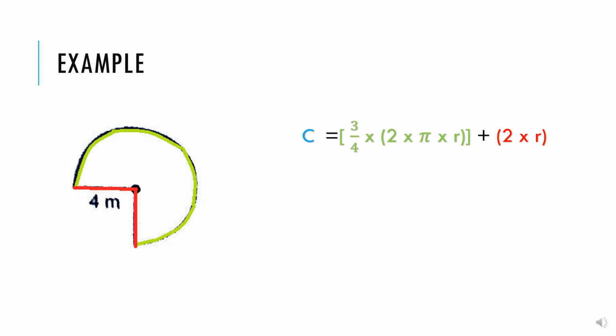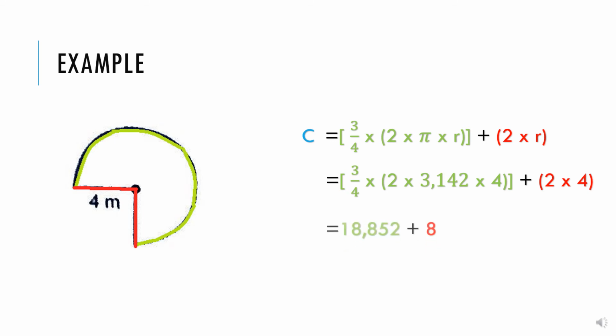In an example, the radius is given as 4 meters. So if we substitute that value, 3/4 times 2 times 3,142 times 4, which is the radius, plus 2 times 4, gives us 18,852 plus 8, and then rounded off to 2 decimal places, 26,85 meters.